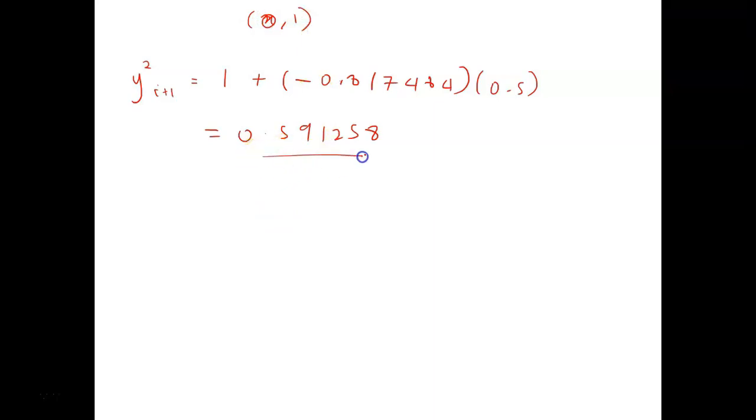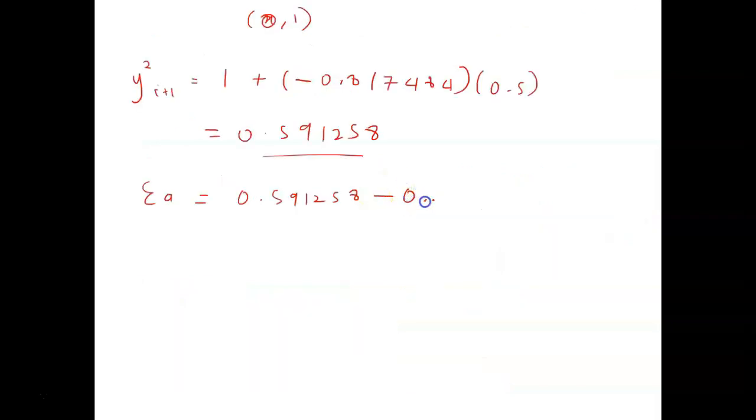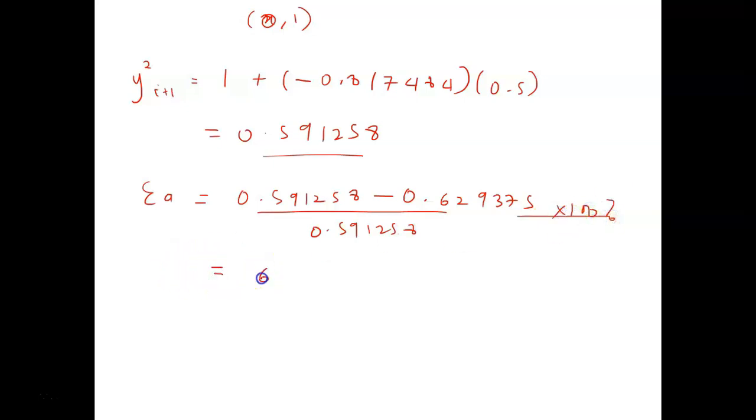Now that we got a new value for the corrector, we can calculate the EA and check whether it's more or less than the ES. So 0.591258 minus the previously calculated 0.629375, divided by 0.591258, times 100%, and this equals 6.45%. Still, it's more than ES. You need to do a third iteration.